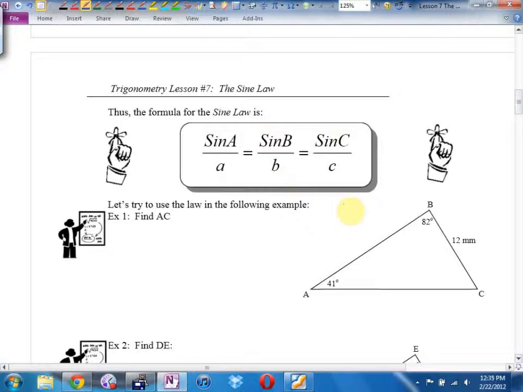Now, how many fractions do you see here, Nikki? 3. We only use 2 at a time. We put all 3 on the same row, but we're only going to use 2 at a time. And since I said fractions, you might have a guess already. It's going to involve cross-multiplying.